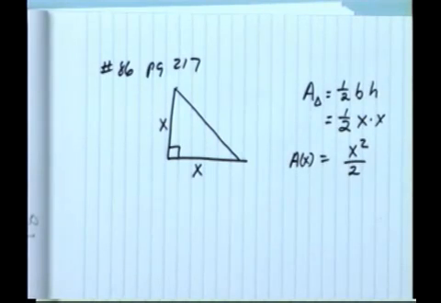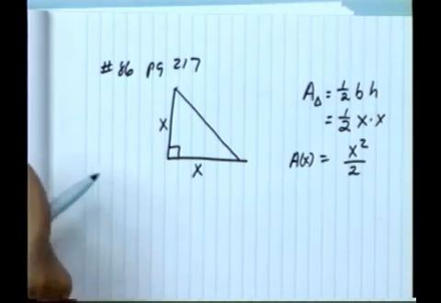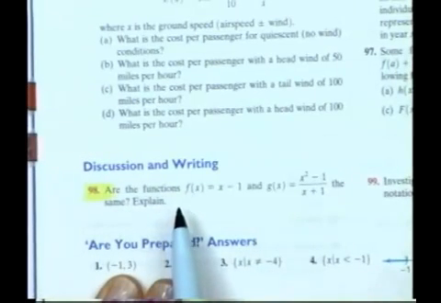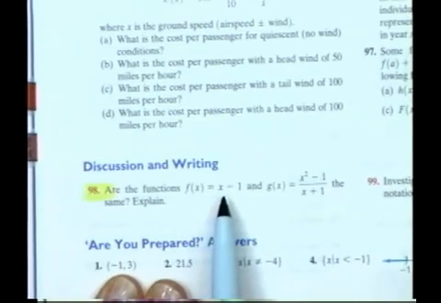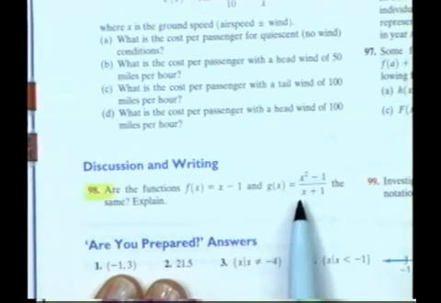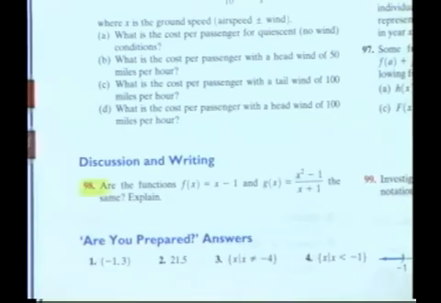Okay, let's look at problem number 98. Where is that? Oh, I like problem number 98. This book is really good to have a few discussions going on. Problem number 98 says, are the functions f of x equals x minus 1 and g of x equal to x squared minus 1 over x plus 1, are these two the same function?